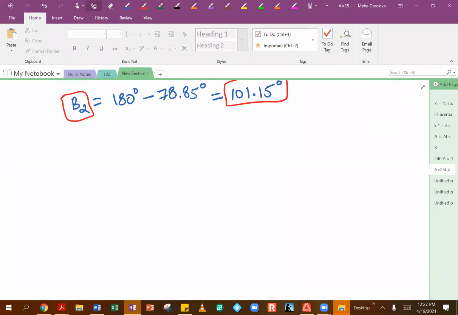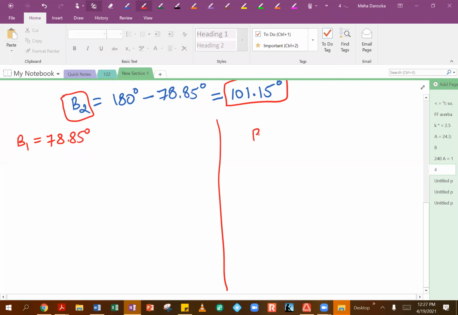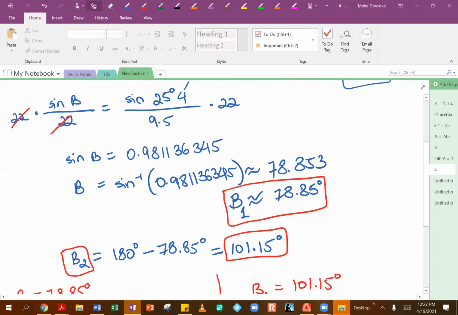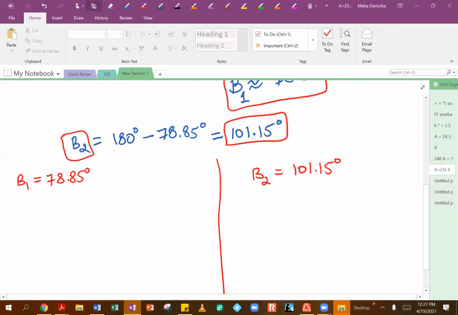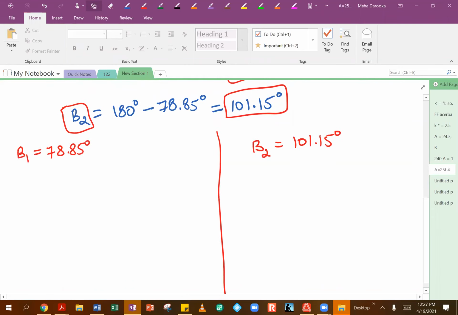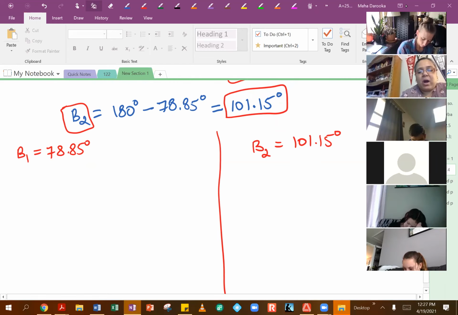So this is where we're going to break this down into the value of B1 being 78.85 degrees, or B2 being 101.15 degrees. So you will see in this case, our side C and angle C are going to be two different measurements depending on which angle B value you are using. So then can you tell me for the B1, what will we need to do to find side C and angle C?